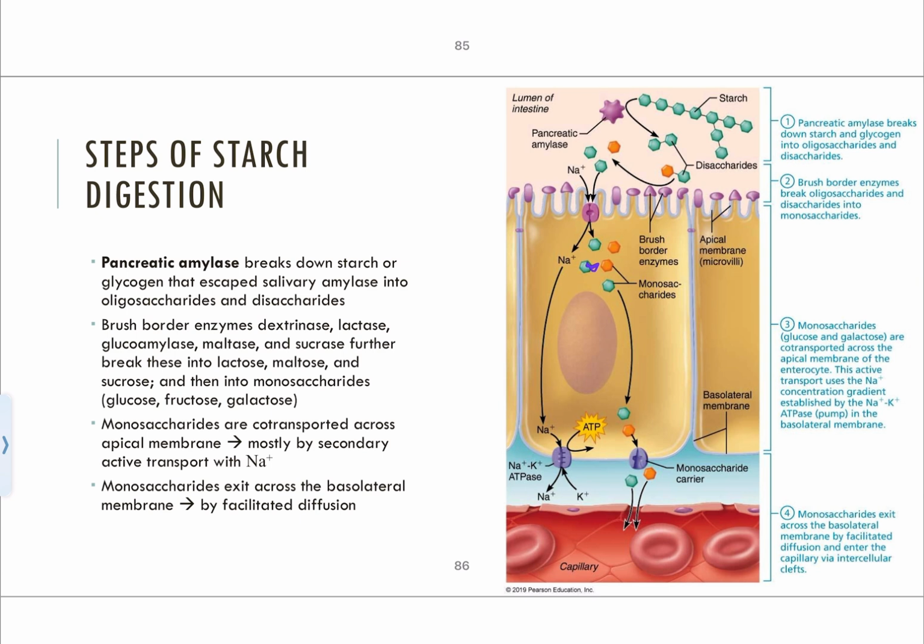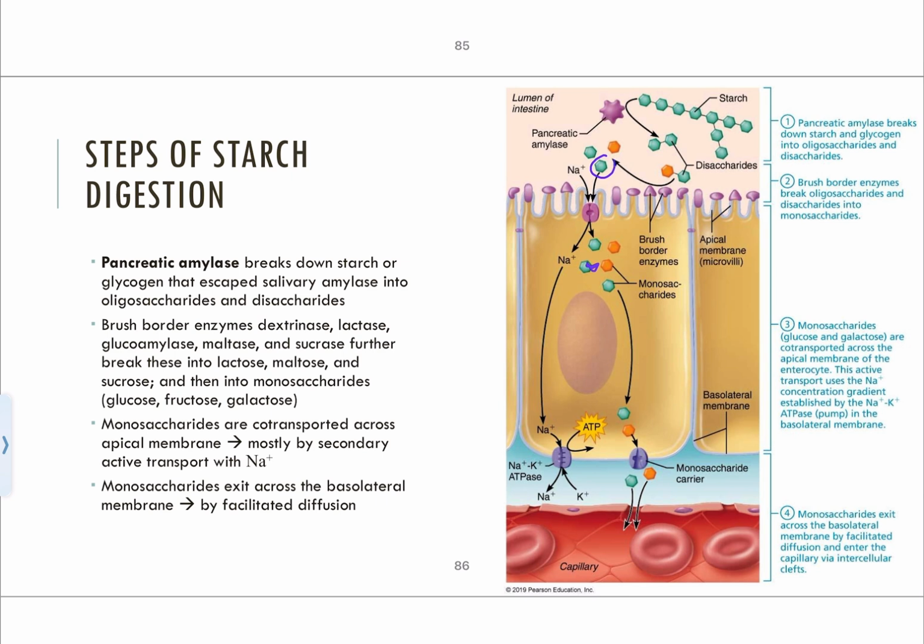So this is just kind of like a reference slide. We've already talked about this before. We have our pancreatic amylase that's going to break down our polymers, so starch and glycogen. Any of the polymers of carbohydrates that have escaped the salivary amylase will be broken down once they hit the small intestines. And then the brush border enzymes are going to accomplish the breakdown of those oligosaccharides and disaccharides into the individual monosaccharides. So the only thing that can actually cross the enterocyte are monosaccharides.